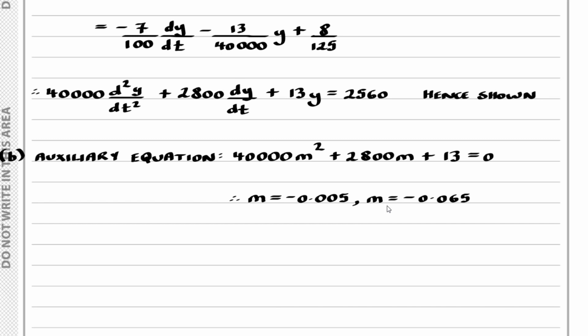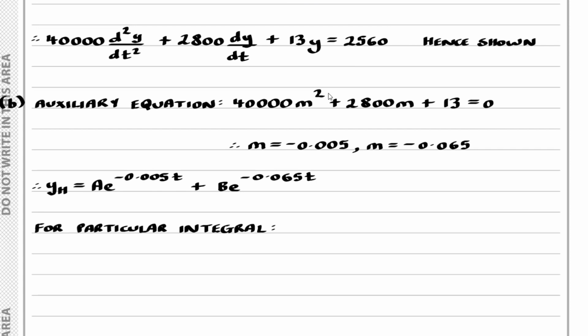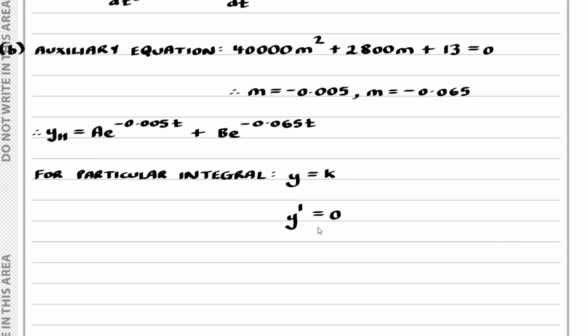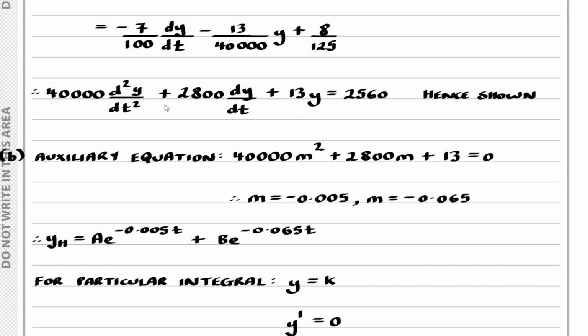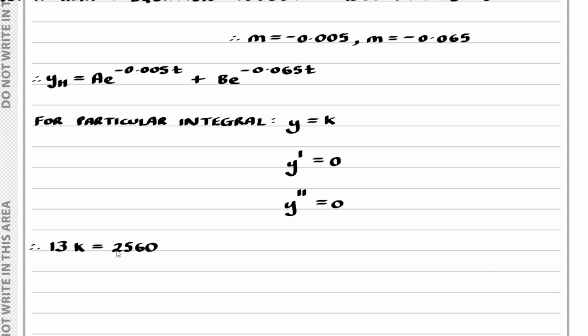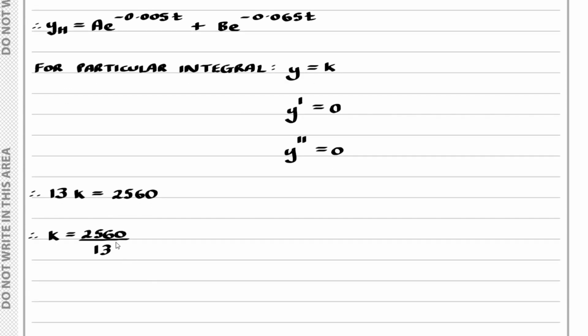We've got real distinct solutions, which means our homogeneous solution is equal to ae to the minus 0.005t plus be to the minus 0.065t. Now, if we find the complementary function, for the particular integral, we've got a constant term, 2,560. So our particular integral will be of the form y equals k. And if I differentiate this once, I get 0, and differentiating again, I get 0. So now we need to substitute these back into our original differential equation, which leaves us with 13k equals 2,560, which means k is equal to 2,560 over 13.